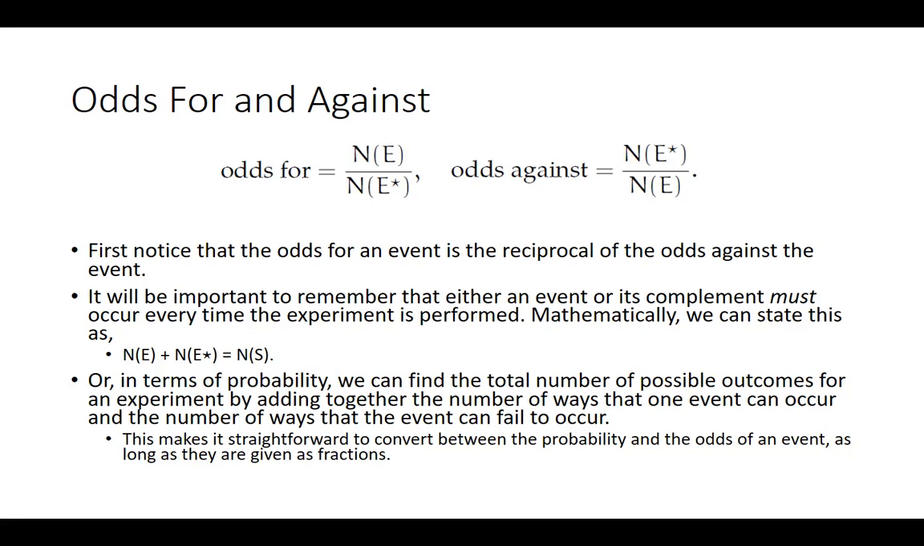Or in terms of probability, we can find the total number of possible outcomes for an experiment by adding together the number of ways that one event can occur and the number of ways that the event can fail to occur. This makes it straightforward to convert between the probability and the odds of an event as long as they are given as fractions.